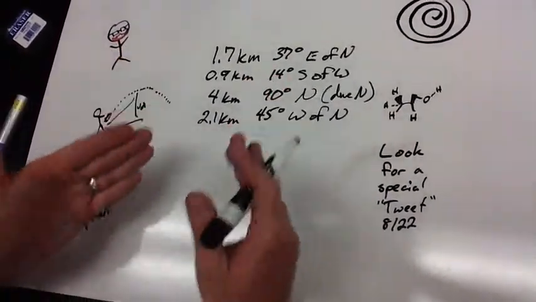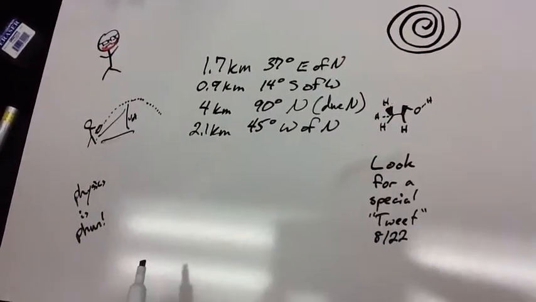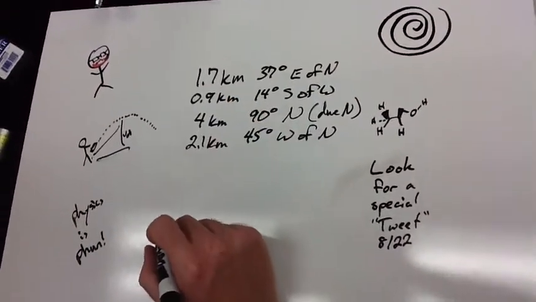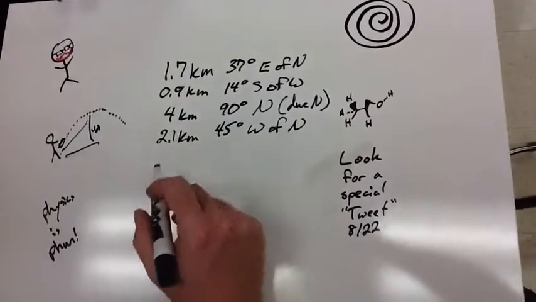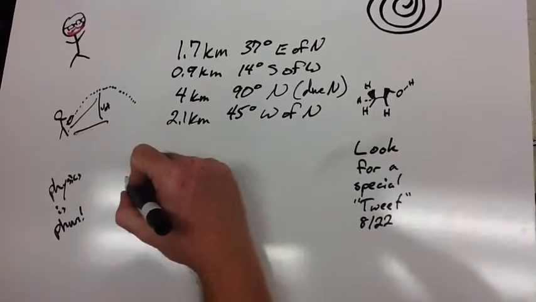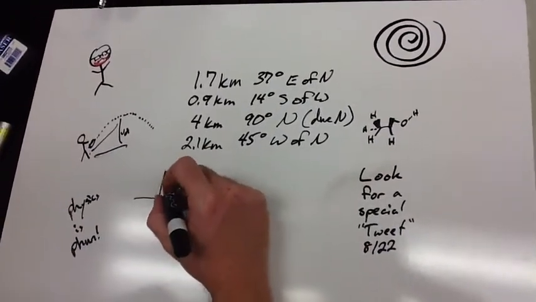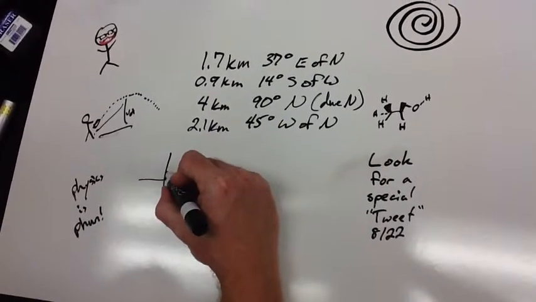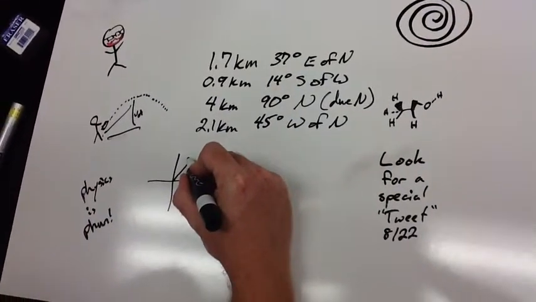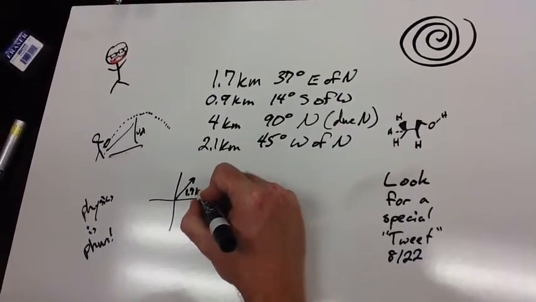Alright, so I can take these and draw them all out individually. Let's take the first one, and we're going to show what's going on here. This is 37 degrees east of north. So if I draw my coordinate system on that first one, I'm going to end up with something that's going to be kind of out here. Now that's 1.7 kilometers.